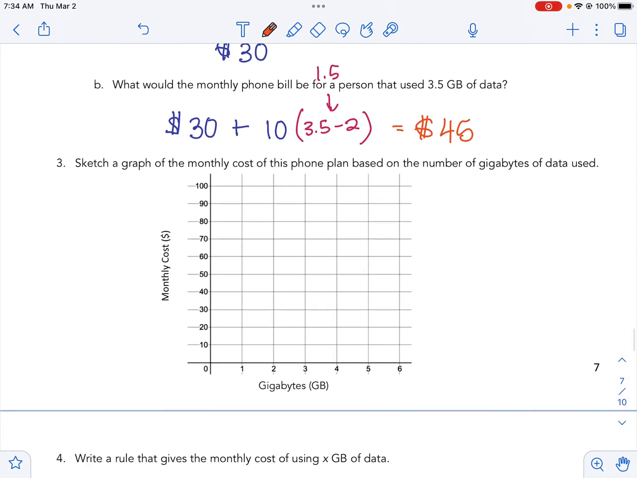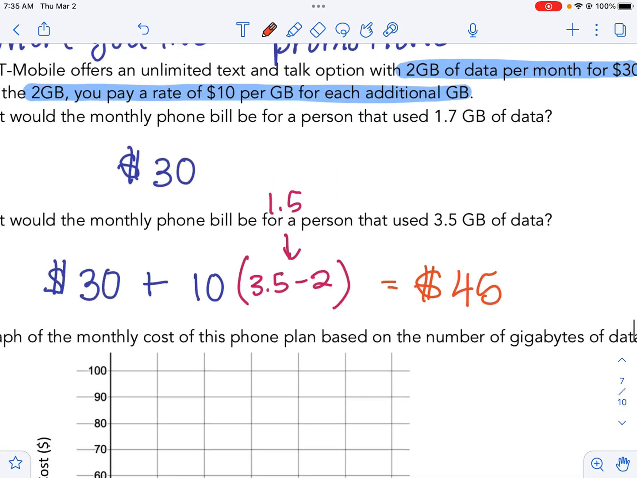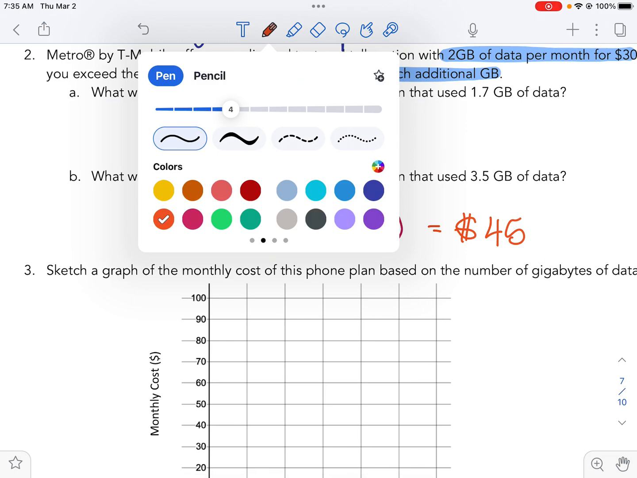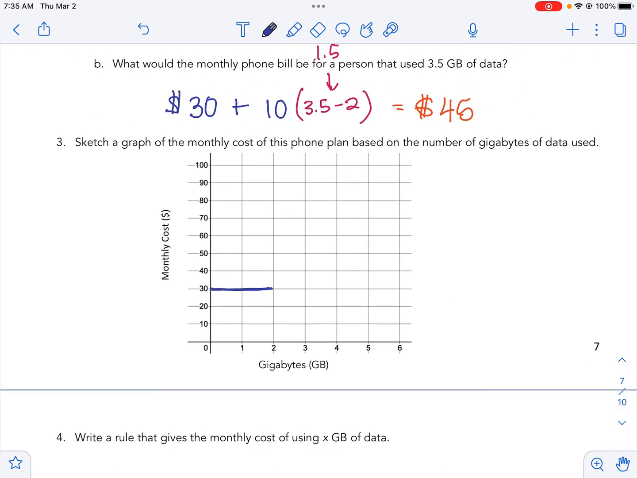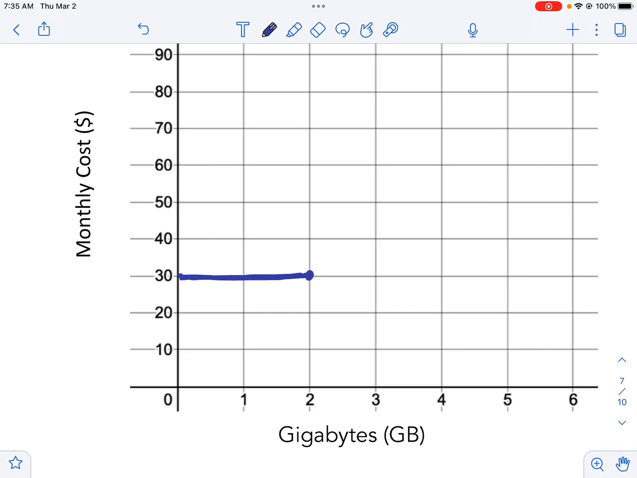Okay, it says sketch a graph of monthly cost of the phone bill based on the number of gigabytes used. Okay. So this is the piecewise function. We have 2 pieces. We have how much it costs until we hit 2 gigabytes. So that was $30. Okay, so if we go from 0 to 2 gigabytes, it was $30. So flat right there. But then right there, it's going to go up to, and we just need one more point for the line. 1 point is right here.